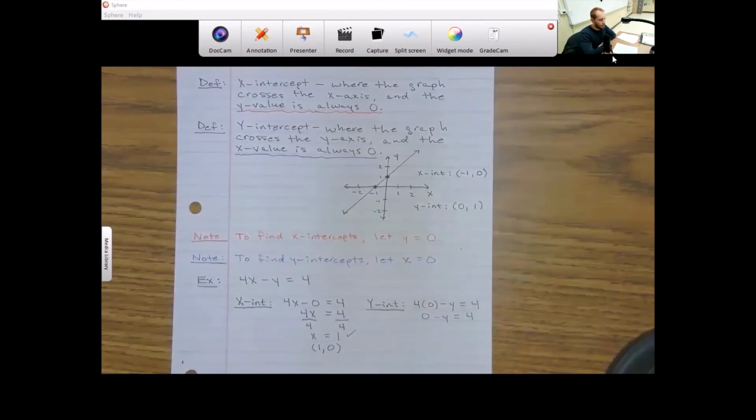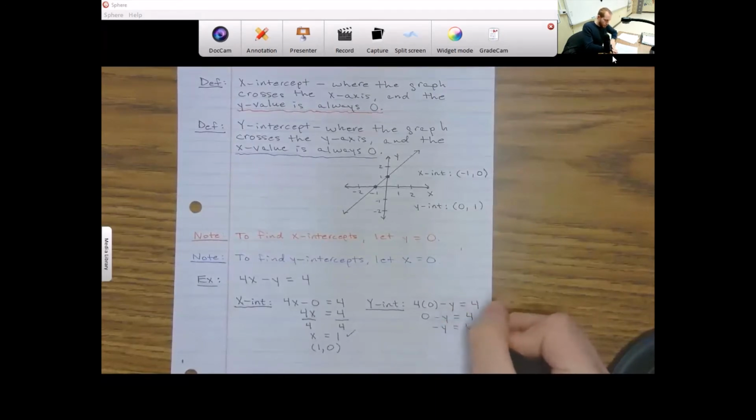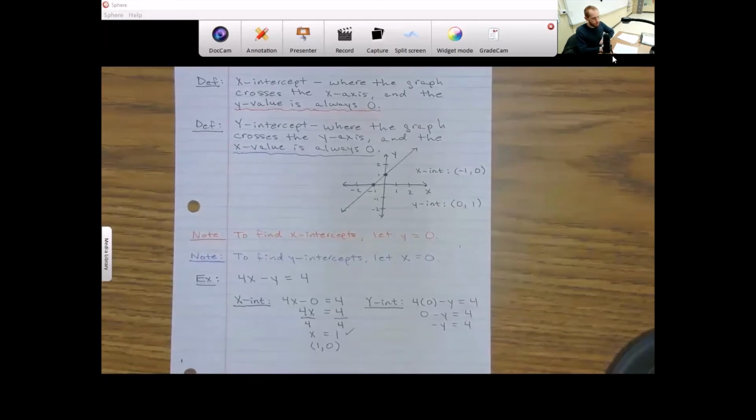And now I can start messing around with the left side because I know for a fact that the 0 isn't going to change anything. So I'm left with negative y equals 4. Now, I want to get the y by itself, which means I want to get rid of that negative sign. You can do this in 2 ways, right? You can multiply both sides by negative 1, or you can divide both sides by negative 1, which is what I'm going to do. So if I divide both sides by negative 1, what do I get? y equals what? Can you guess? -4.